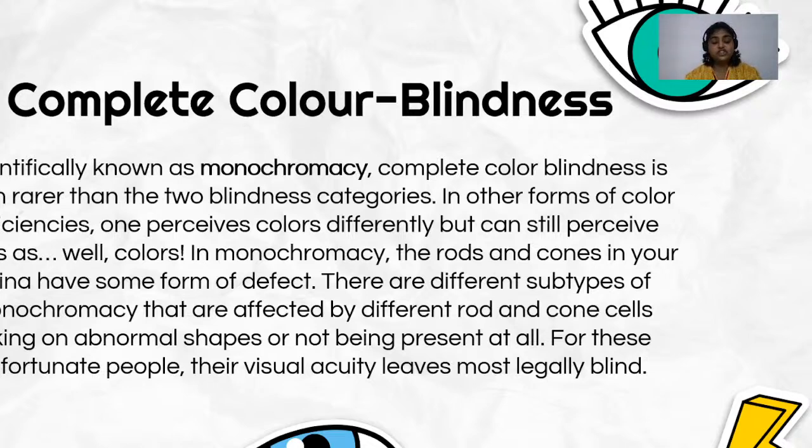For these unfortunate people, their visual acuity leaves them mostly legally blind. For those who have certain abnormal shapes of rods and cones, they will have complete color blindness. That is the entire concept of complete color blindness that is being mentioned here.